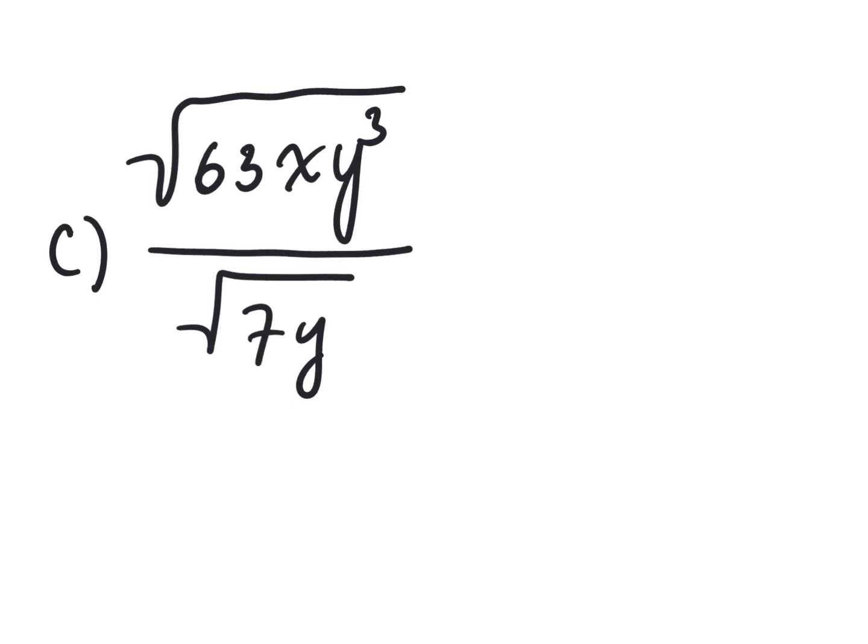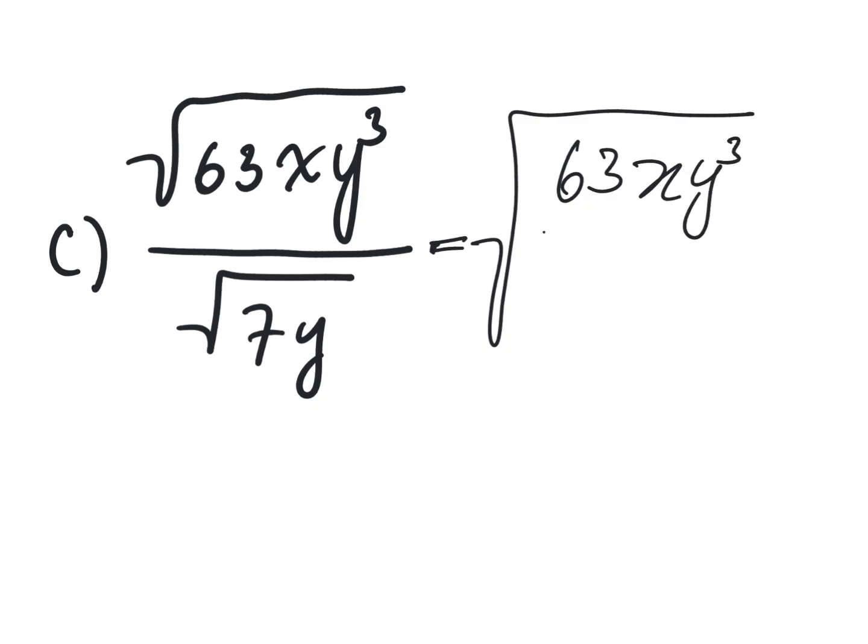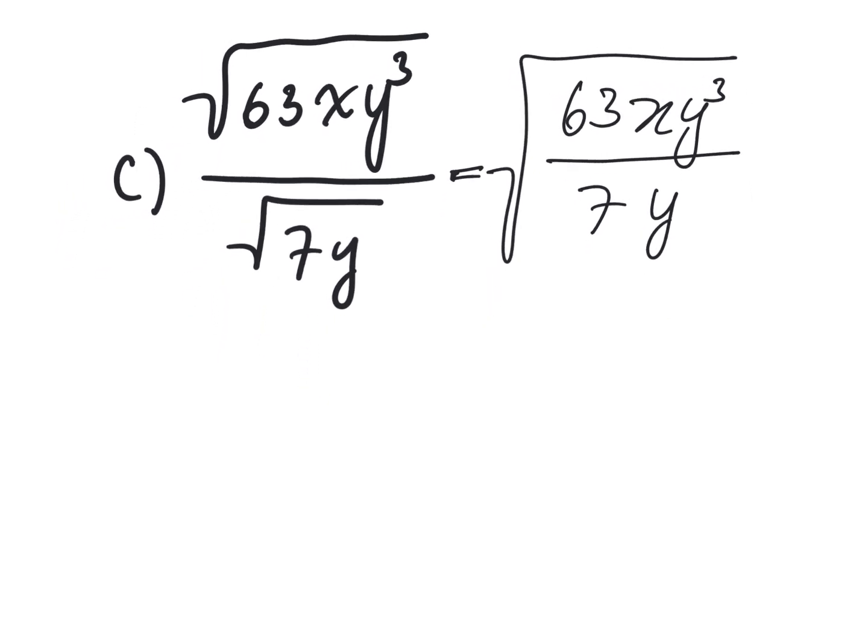Okay, let's put this together in a very big square root sign. So that's going to give you 63xy cubed all over 7y. Now, what is 63 divided by 7?